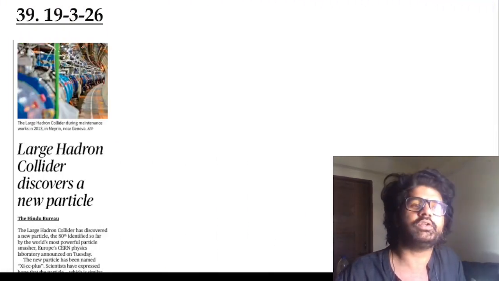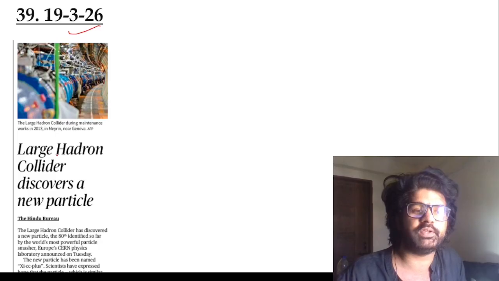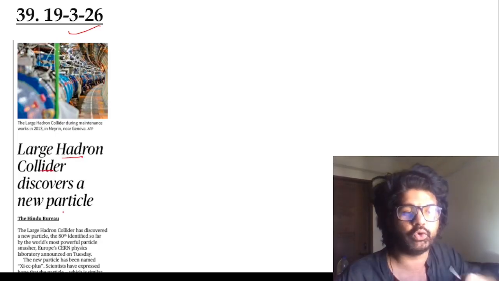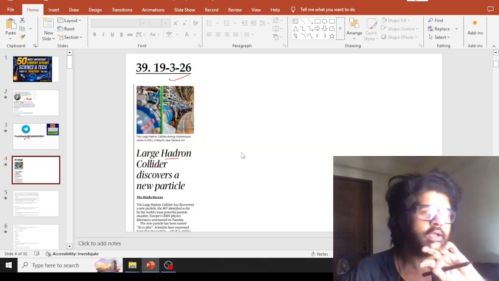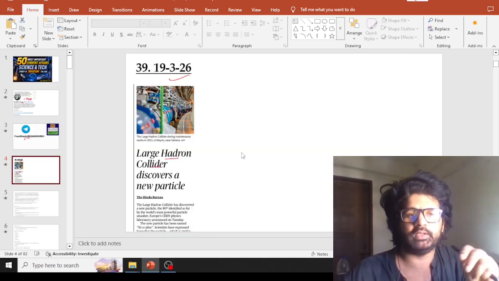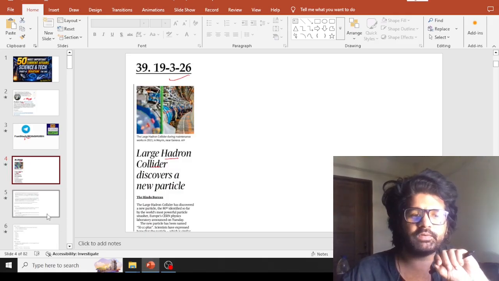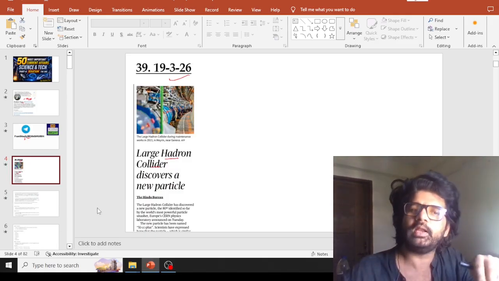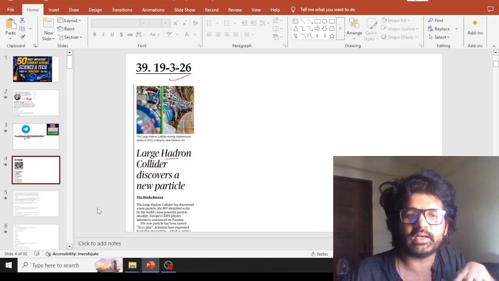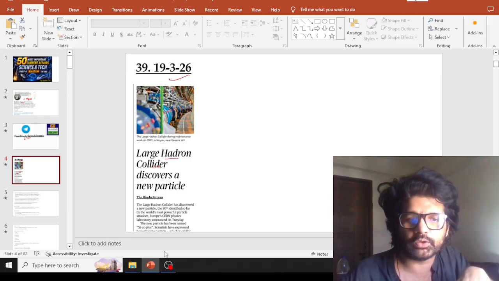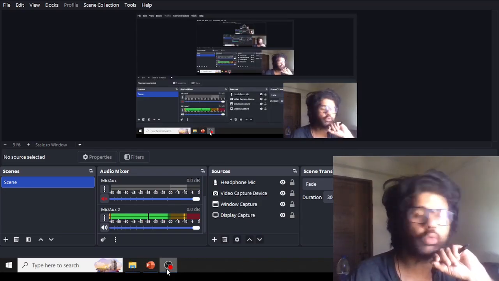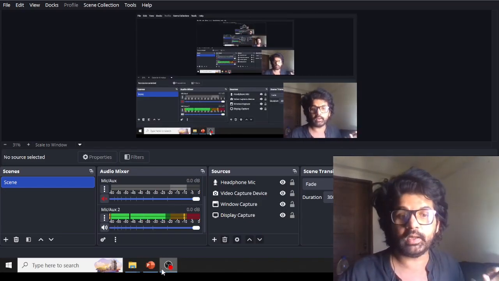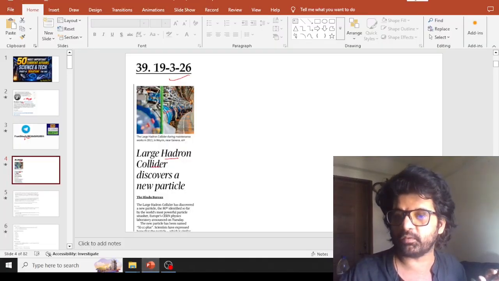So, 39th article, 19th March 2026: Large Hadron Collider discovers a new particle. The benefit of reading these structured PDFs is that similar articles are clubbed together. Like we are talking about Large Hadron Collider and quarks, so we'll talk about leptons also at the same time. You will understand what are quarks, what are baryons, what are leptons. Although they were published in The Hindu one month apart, we will read them together. That's how we will remember stuff.